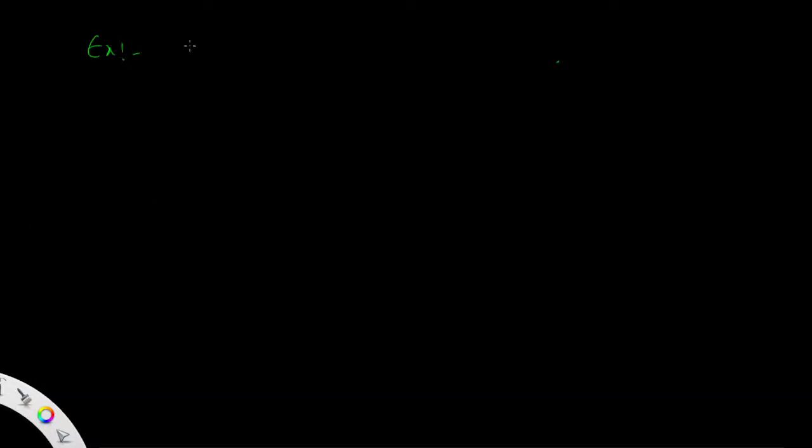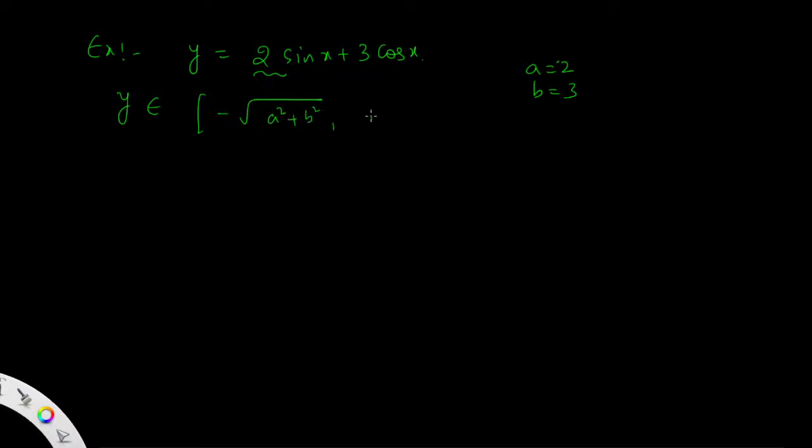Example 1, that is y equal to 2 sin x plus 3 cos x. Find its maximum value and minimum value. Nothing but a equal to 2 and b equal to 3, then minus root of a square plus b square and plus root of a square plus b square. Then y belongs to how much? Give the response. What is the value for this question? Minus root of a square plus b square and positive root of a square plus b square.